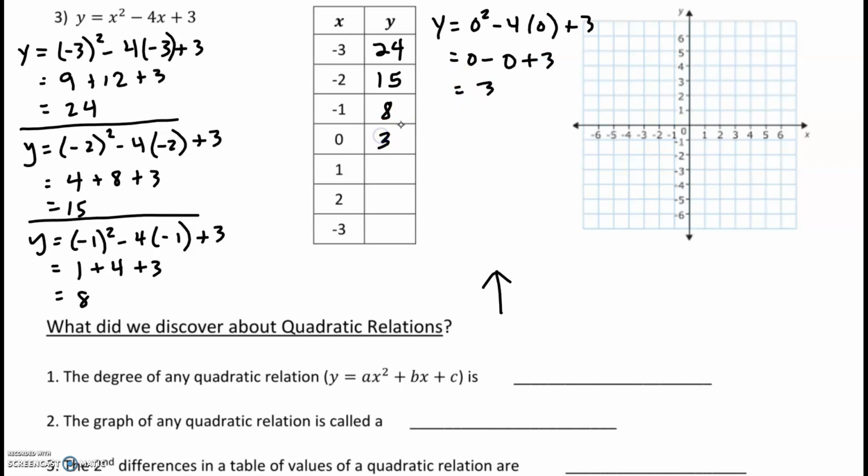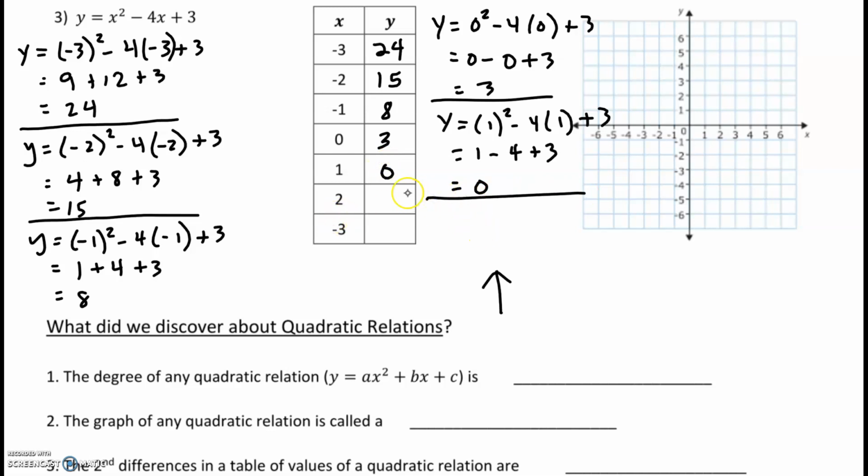Okay, let's keep going. Next one. y equals, now we're subbing in 1, so it'll be 1 squared minus 4 times 1 plus 3. So 1 squared is 1, negative 4 times 1 is a negative 4 plus 3. 1 minus 4 is negative 3, negative 3 plus 3 is 0.